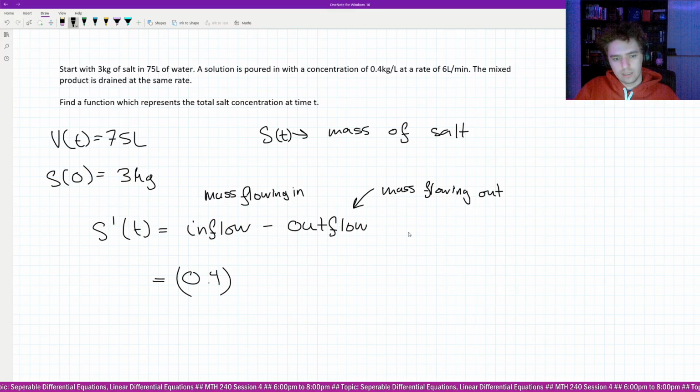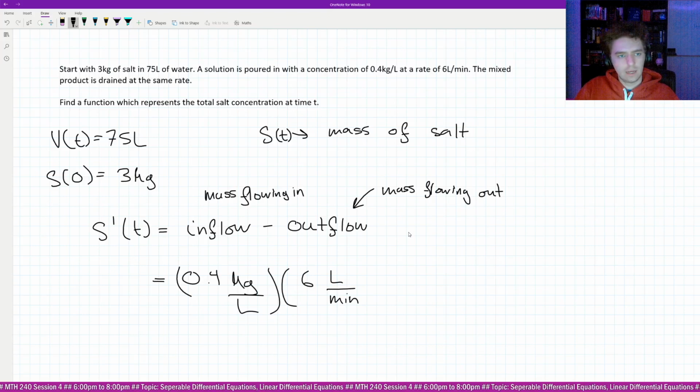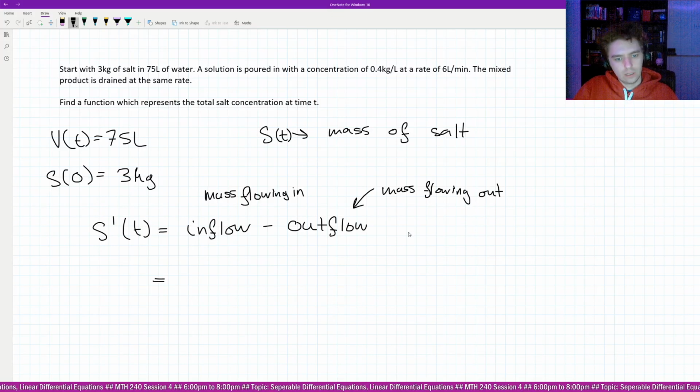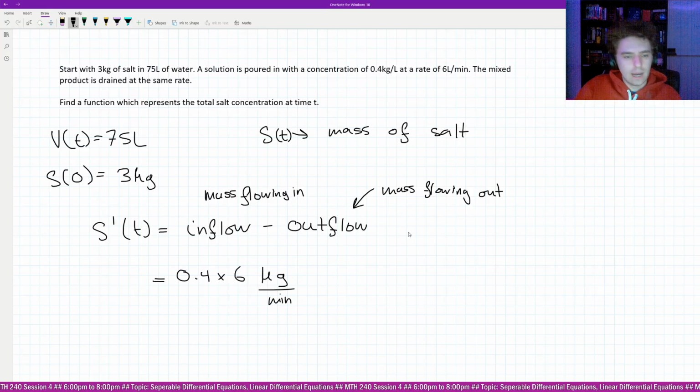So 0.4 times 6, and I'll write the units here so you can see: kilograms per liter, 6 liters per minute. This is the inflow, how much is coming in. The liters cancel, and we just have kilograms per minute left. I'll erase everything and write 0.4 times 6 kilograms per minute. And that's what we want.